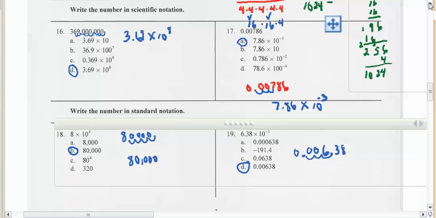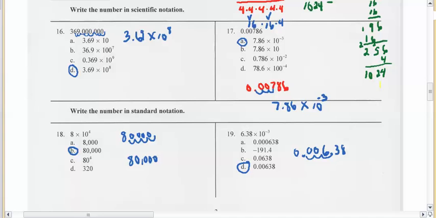Number 8, I'm making it into expanded form. I took my invisible decimal, which is right next to the 8 right here. And then I moved it 4 places, 1, 2, 3, 4, to get 80. Number 19, the decimal's there. I'm trying to get rid of the exponent, so I'm going to move it to the left 3 times, and that's how I got letter D.